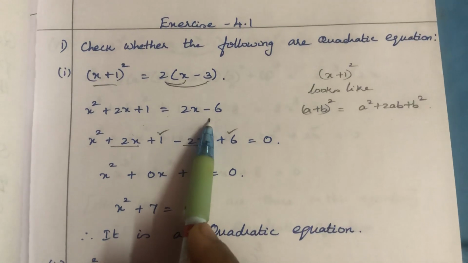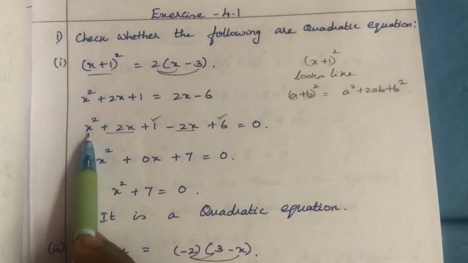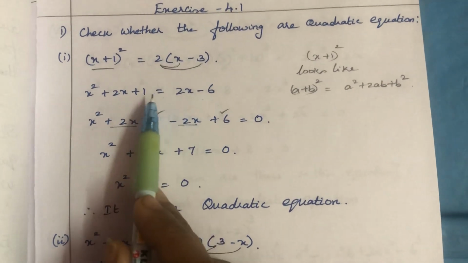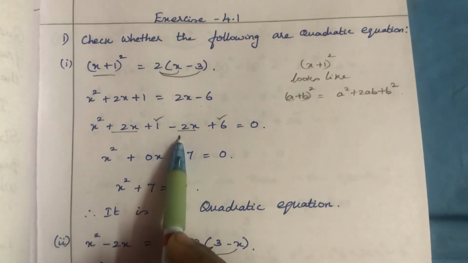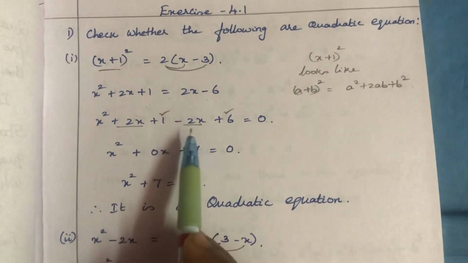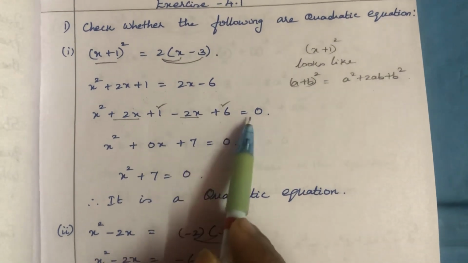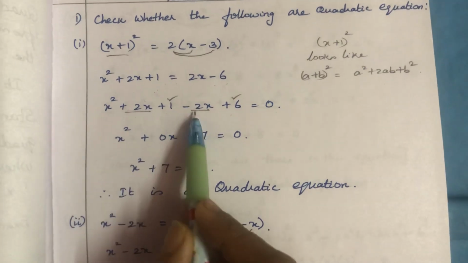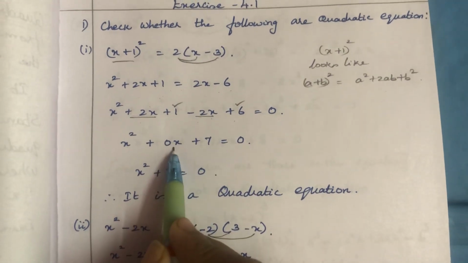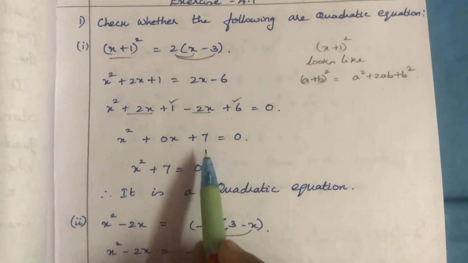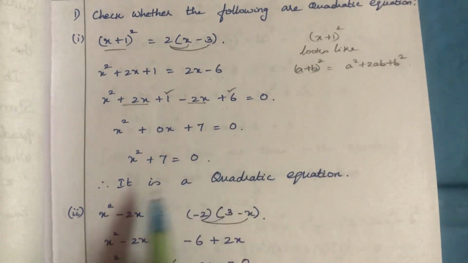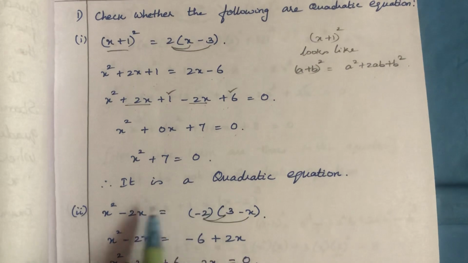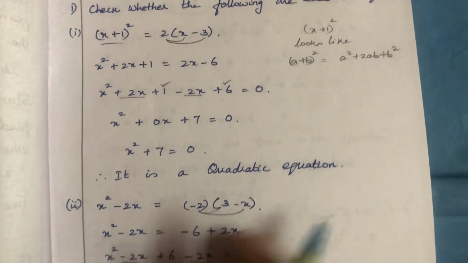Now bring all these terms to this side. So we will get x square plus 2x plus 1. When I bring this 2x to this side, it will become minus 2x. This minus 6 when I bring to here, it becomes plus 6 is equal to 0. Then x square, this 2x minus 2x will become 0x. This 1 and 6 will become 7 equal to 0. Now we have x square plus 7 is equal to 0, which is a quadratic equation.